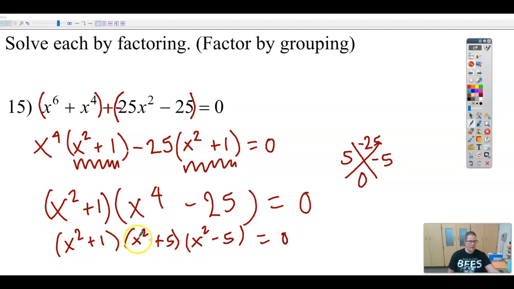And now I can solve each of these by setting them equal to 0 and solving for x. So x squared plus 5 equals 0 and x squared minus 5 equals 0. On the first one, I would subtract 1 from both sides.